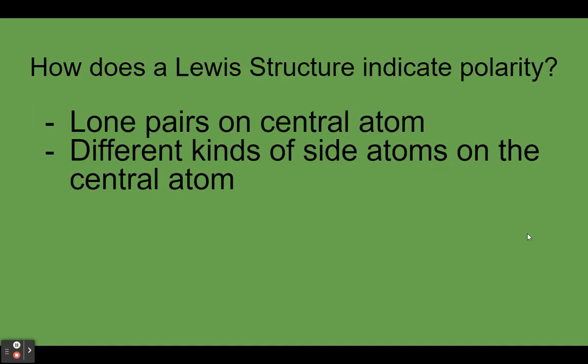Okay, when a Lewis structure is drawn, you can evaluate it. If the Lewis structure has lone pairs on the central atom, or if there are different kinds of side atoms on the central atom, then the molecule will display polarity. It can have either or both of those features. Now, once you identify polarity, how does that account for the type of intermolecular force?